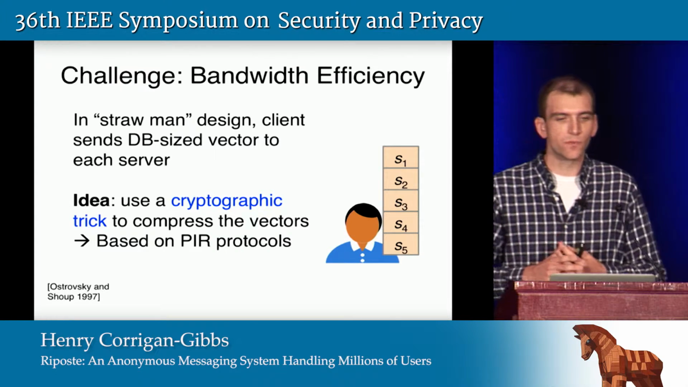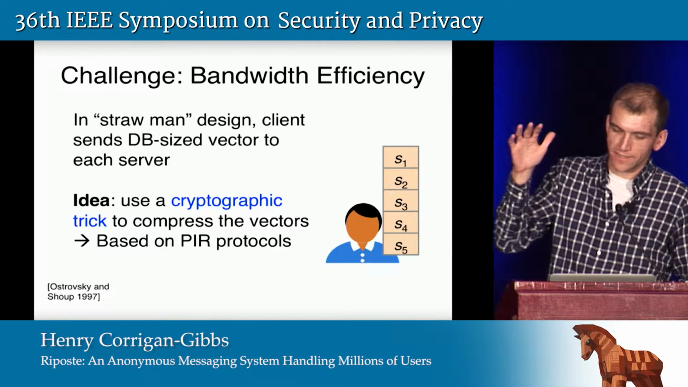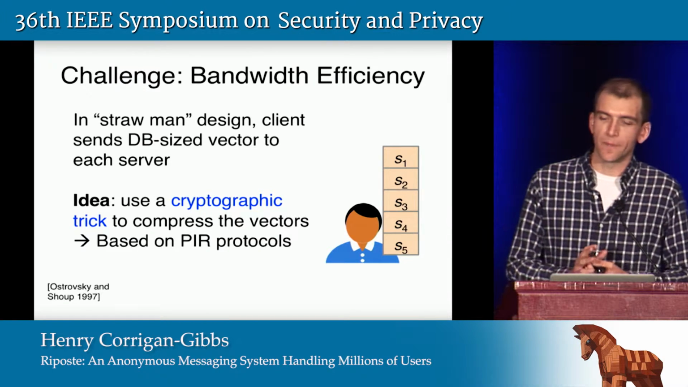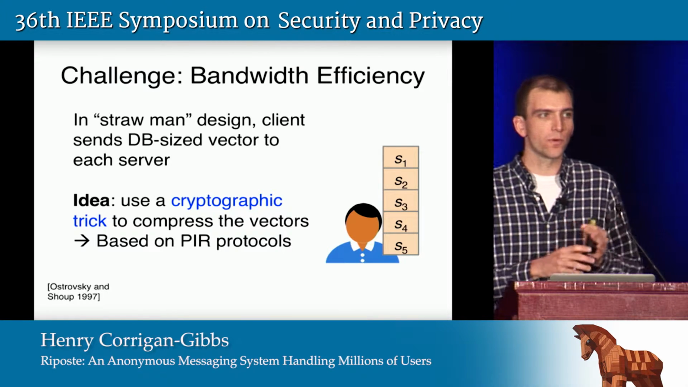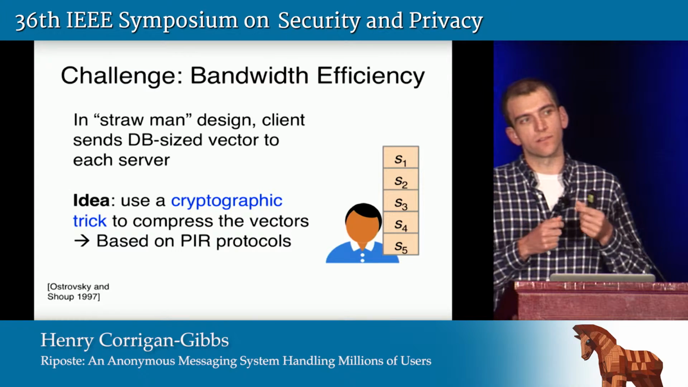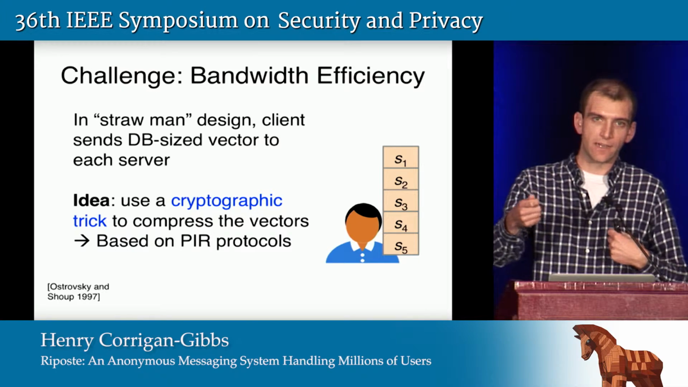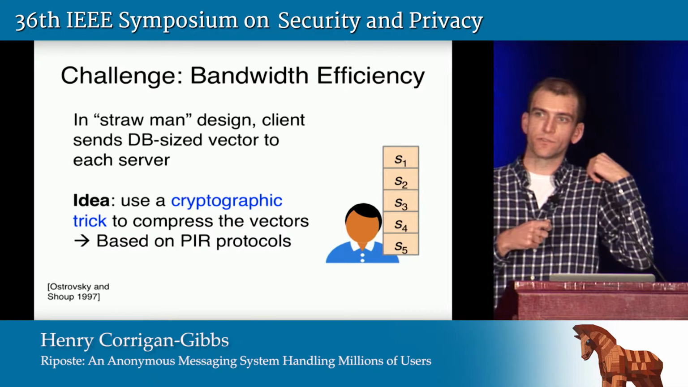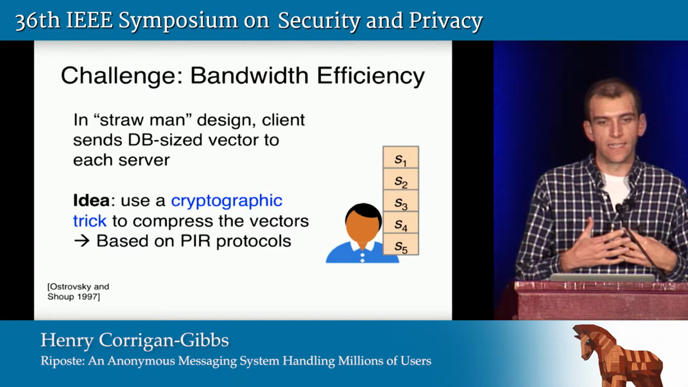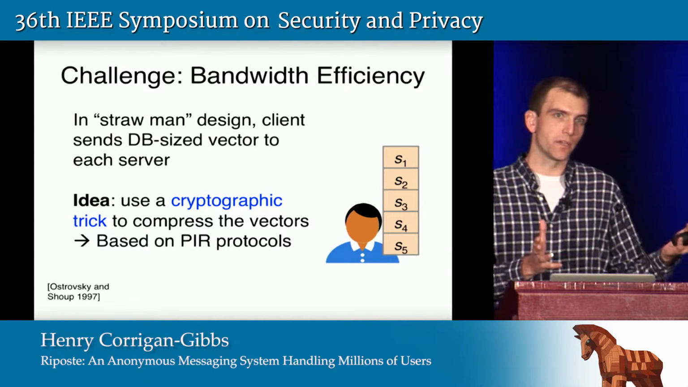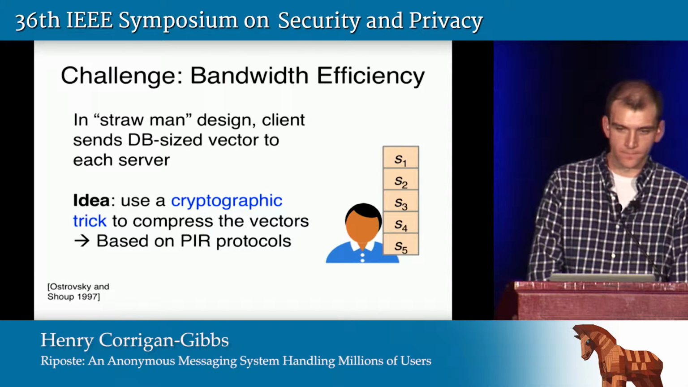So what we do is we use a cryptographic trick to compress the vectors. Instead of sending database-sized vectors, you send much shorter vectors. And this trick is based on private information retrieval protocols. If you've seen them before, private information retrieval protocols allow you to read privately from a database. We're basically turning them on their head, using a private information retrieval protocol to write into a database. And really, we can use some of the same tools and take advantage of the very nice literature on private information retrieval to work on this very different problem, which is anonymous communication.